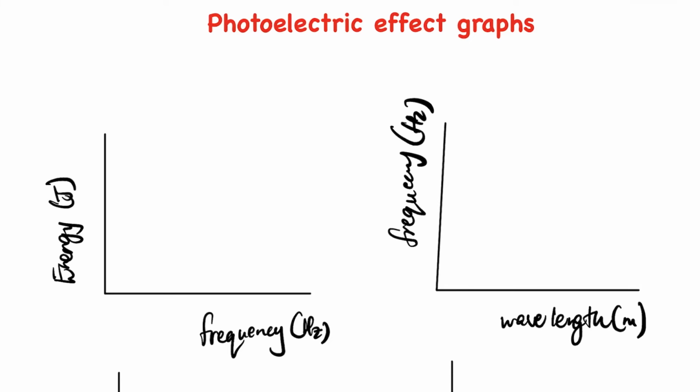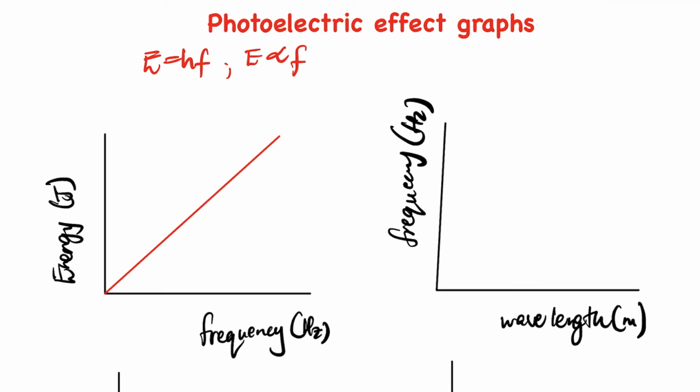Let's look at the graphs of the photoelectric effect, guys. From the definition that says energy is equal to Planck's constant times frequency, we know very well that the energy is directly proportional to the frequency. So if it's directly proportional, it's going to be a straight line like that, right?